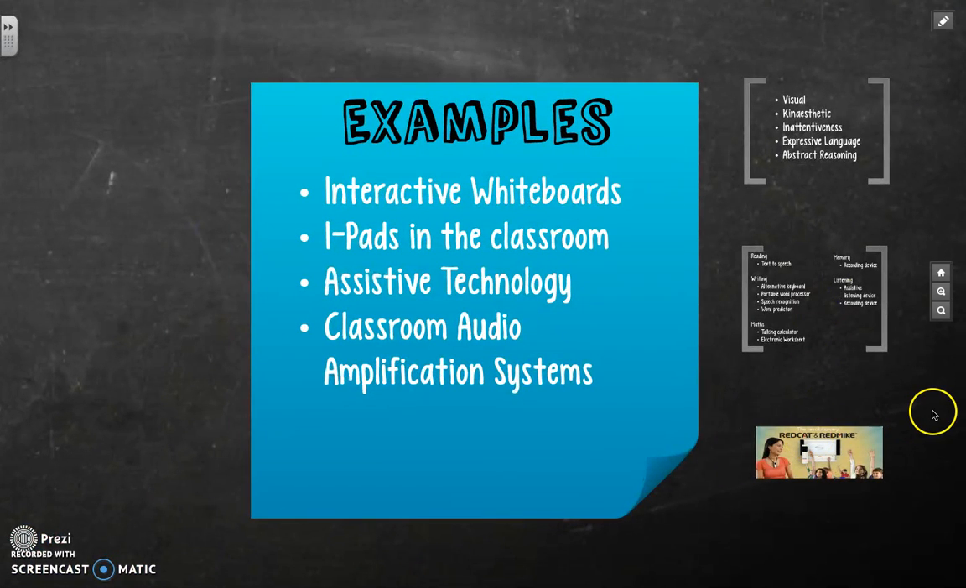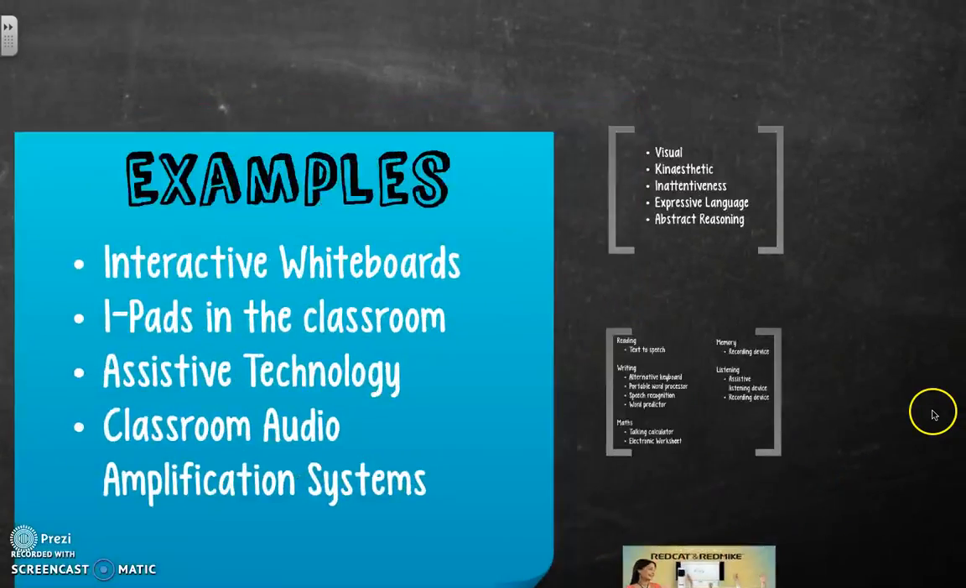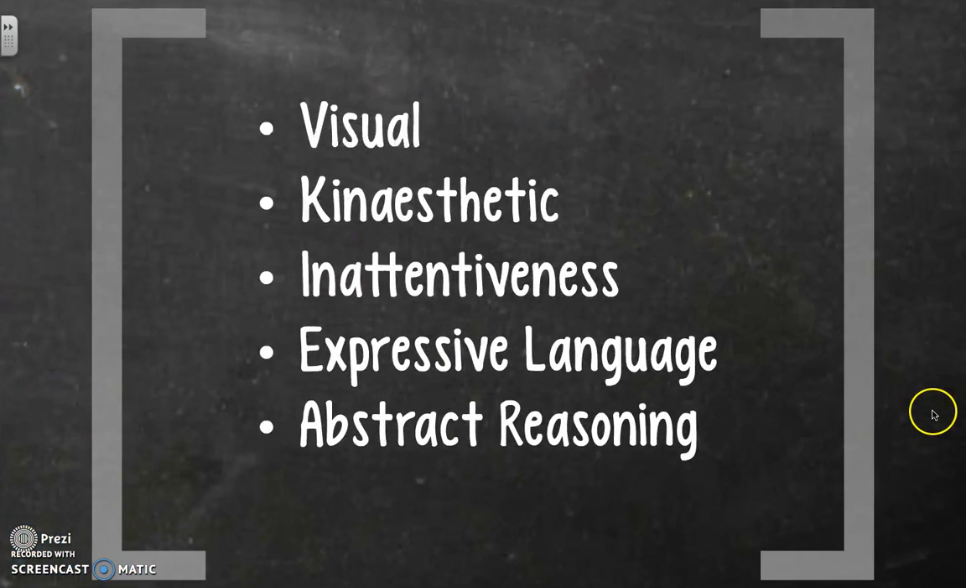Some examples of some technology that is beneficial for all students, but in particular those who have got learning difficulties and disabilities. Interactive whiteboards. So they're a visual cue, helps with kinesthetic learning, inattentiveness. There's always something going up on the board, so they don't have a lot of opportunity to have eyes wander. The use of expressive language, and of course abstract reasoning as well.